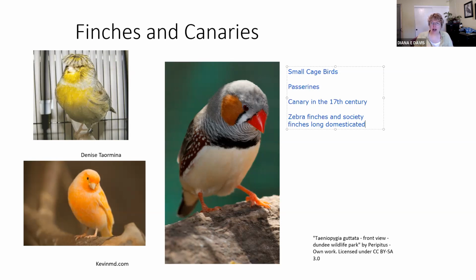Now, this guy looks a lot like a wild zebra finch, but it's a domestic one. Wild ones are actually a little bit smaller in size. So there are physical differences that have occurred during domestication. Generally speaking, canaries, zebra finches, society finches do very well in captivity if they're well taken care of.